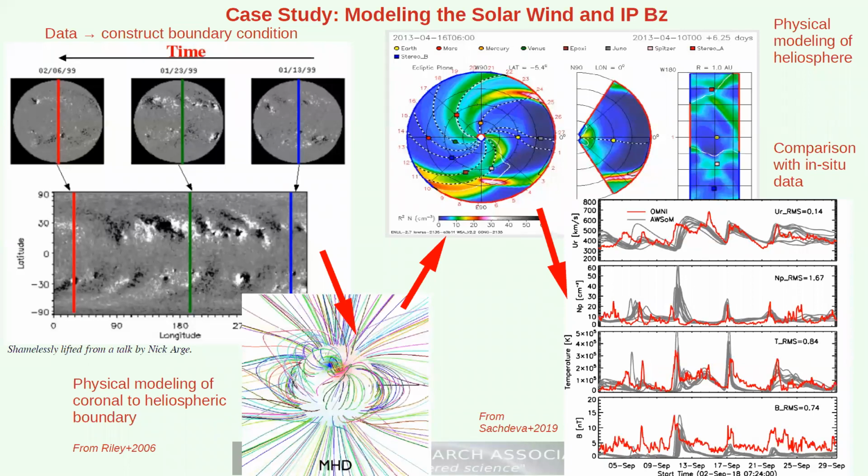So I'm going to do a couple of case studies just to give you an idea of the kinds of challenges in some topics in SHINE science. This is a very busy slide, but we'll step through it a little bit. The case study is modeling the solar wind and the interplanetary Bz. There's a lot of different steps there, so let's unpack this just a little bit.